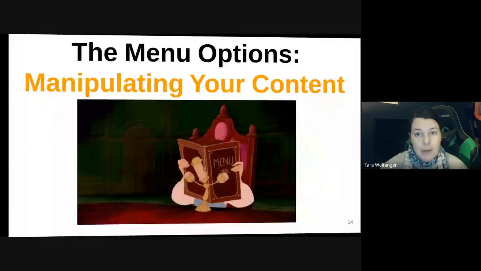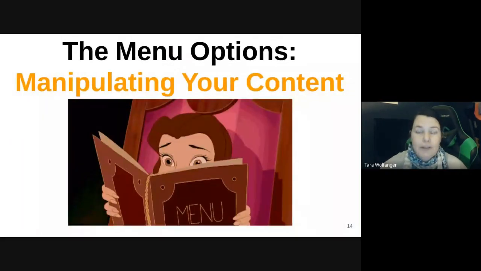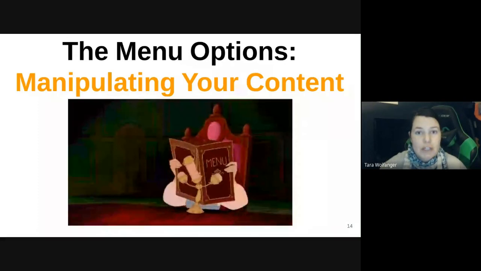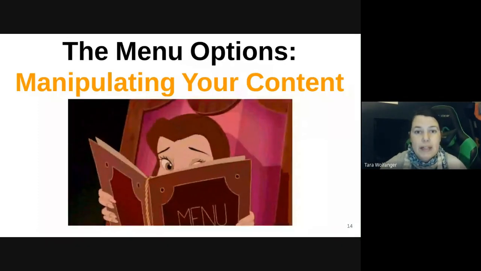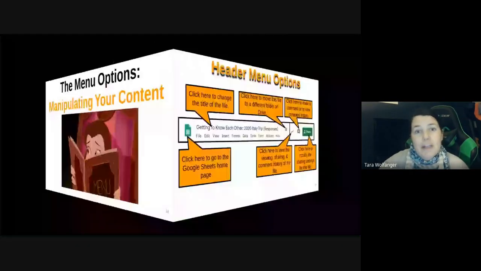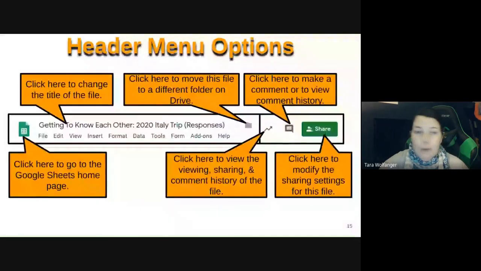The menu items. Now you have your content, you have your kind of basics of how a Google Sheet looks. What can you do with all of those things? The header menu options are pretty similar to any Google application. You have the title, you have the folder where you can move it within your Drive, comment or view history, viewing and sharing history, Google Sheets homepage, and modifying the sharing settings for the file right on the right there.